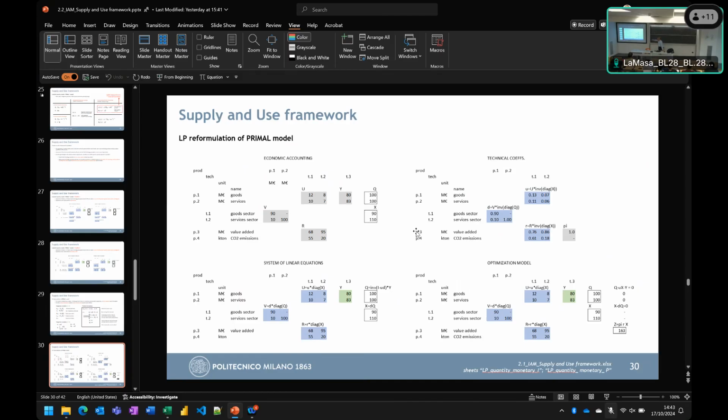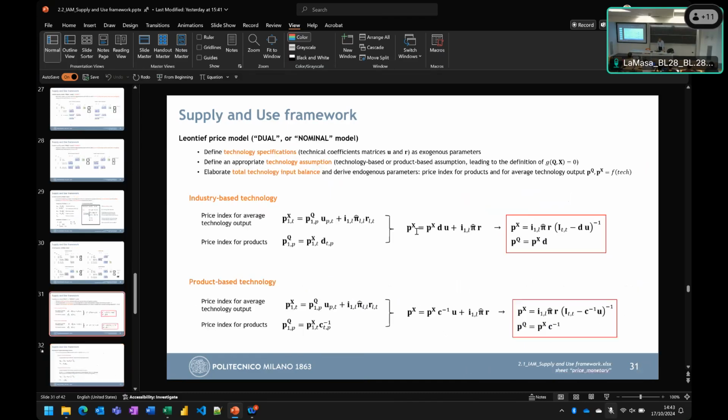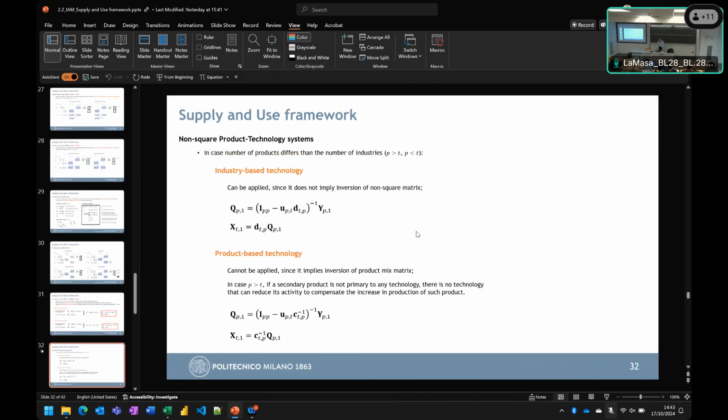But I hope you got the point. With the optimization model, you can add further constraints in order to improve the modeling capabilities of this supply and use model. Then we skipped the Leontief dual problem for the supply and use framework.